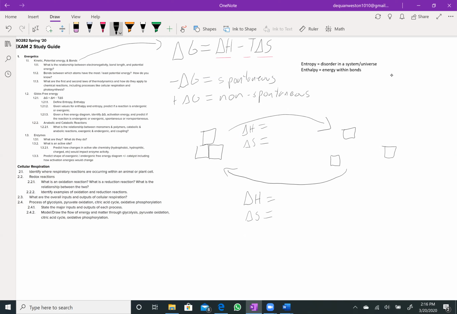Okay, so for these top ones right here, what is the enthalpy and entropy? The entropy for the top, when it's 3 squares together going into separate, the entropy is positive, but the enthalpy is negative. Exactly. So then based off that table we filled out, would this be spontaneous or non-spontaneous?